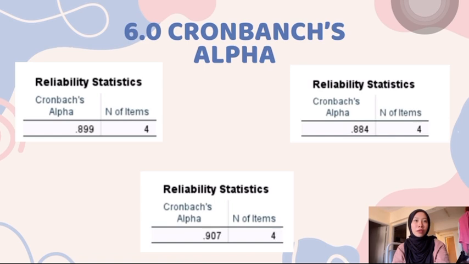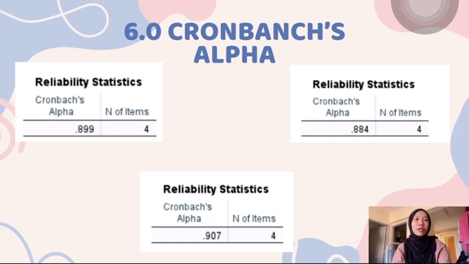Next is independent variable section D, benefits of blockchain technology adoption in business. The Cronbach alpha value is 0.907 for 4 items, indicating excellent internal consistency. This value shows that the items used to measure the benefits of blockchain adoption are very reliable and provide consistent data. A score above 0.9 is considered excellent, demonstrating that the items accurately capture respondent perception of blockchain benefits in business.